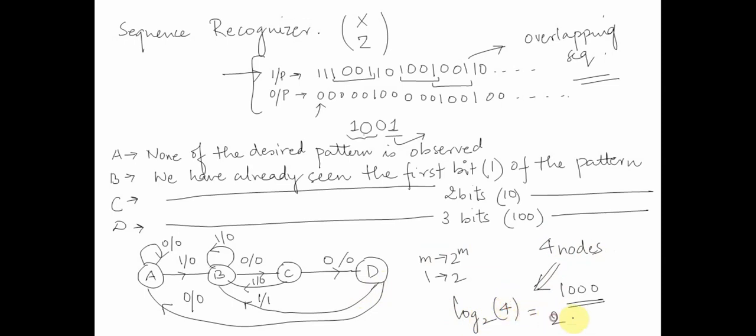We will need two flip-flops to implement this particular circuit, right? Now we already drew the state diagram, and let me do one thing. Let me draw this state diagram again over here. We had a state A, state B, state C, and state D.